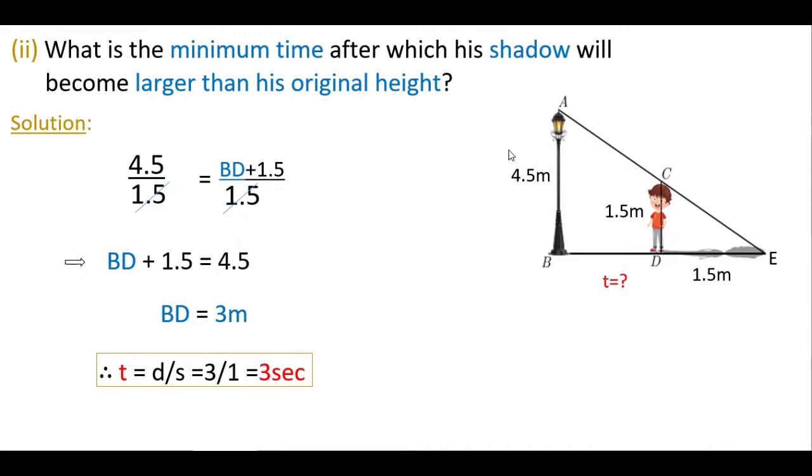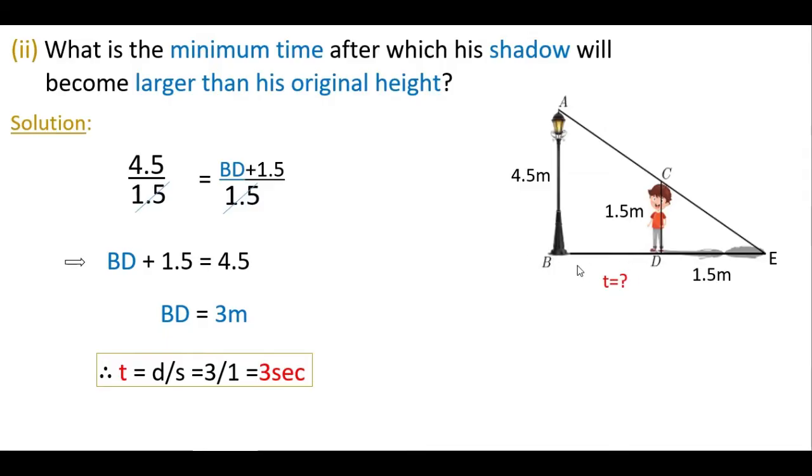Similar to the previous question, you have to apply corresponding sides ratios here. So 4.5 by 1.5 is equal to, here BD plus 1.5 is distance. Then from this 1.5 you can cancel. Then BD plus 1.5 is 4.5. Then BD is equal to 3 meters.